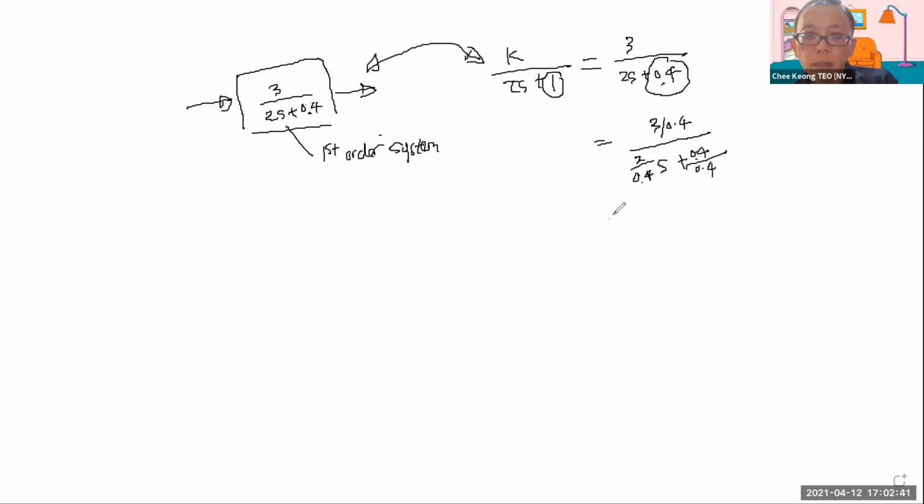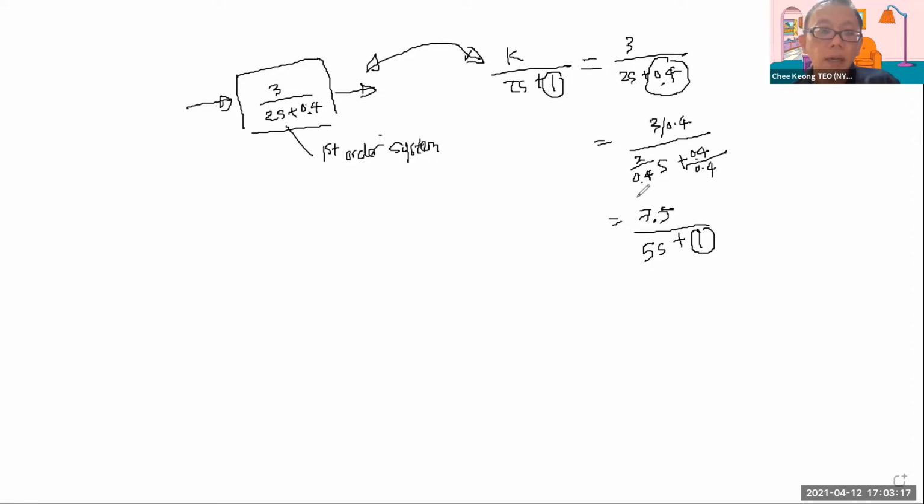What I get is essentially, 3 divided by 0.4, I get 7.5, right? 7.5 on top. And then, of course, 2 divided by 0.4, I get 5 below. 5s plus 1. Now, it looks much better, right? Now you have 1 compared to 1, left-hand side and right-hand side.